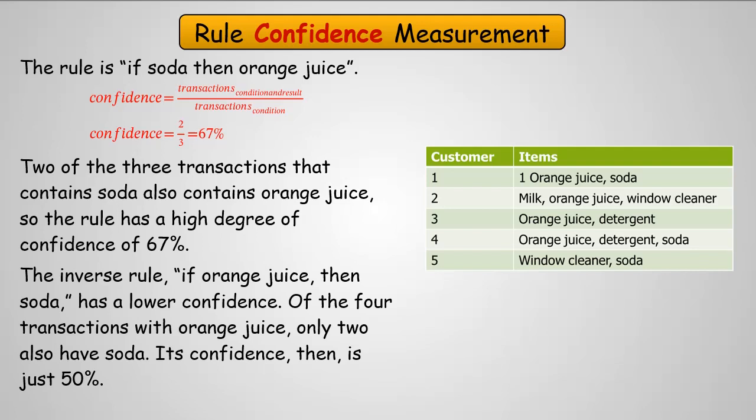The confidence measures, taking the statement if soda then juice, the number of transactions that meet the condition and result divided by the number of transactions that meet the condition. So in this case, it's 2 out of 3, so 67% is my confidence level. 2 of these transactions that contain soda also contain orange juice. The inverse rule, if orange juice then soda, has a lower confidence. Of the 4 transactions with orange juice, only 2 have soda, so the confidence then is 50%.